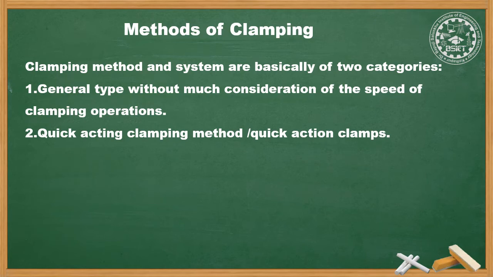Second is the quick acting clamping method, oblique quick action clamps. The different types of clamps that we studied are the quick action clamps. These clamps are used where we have to increase productivity, or where we have to produce a number of different products in a small amount of time, or where we have to produce workpieces in large quantity, where slow clamping would be fatiguing to the operator. At that time, we use the quick action clamps.